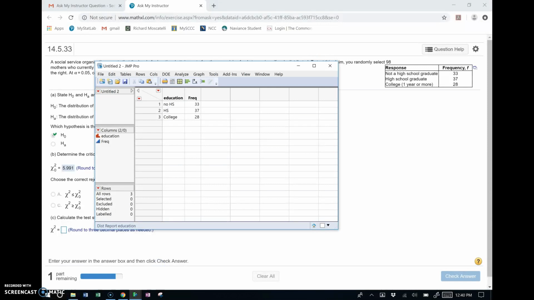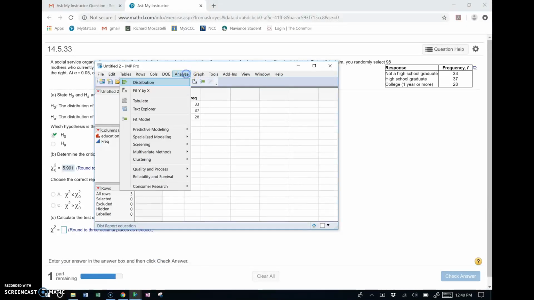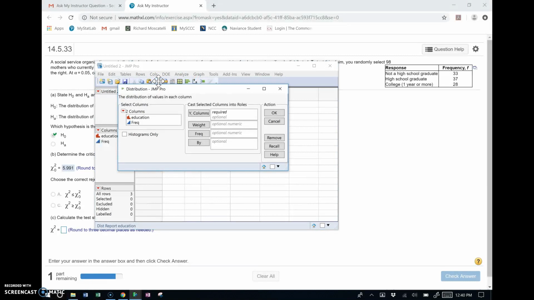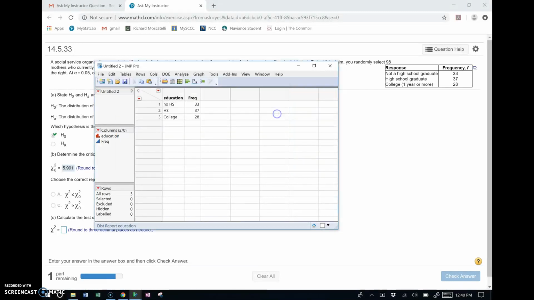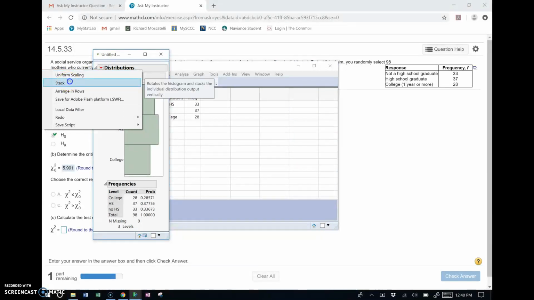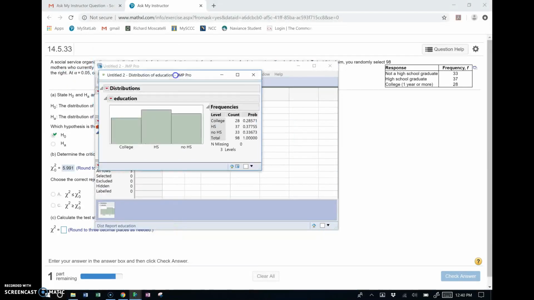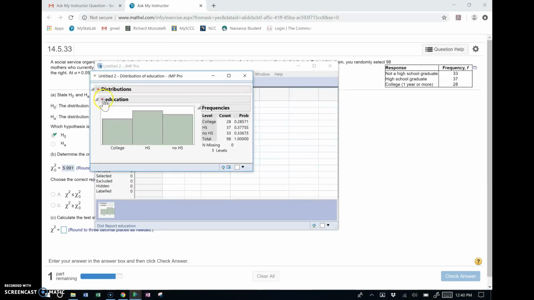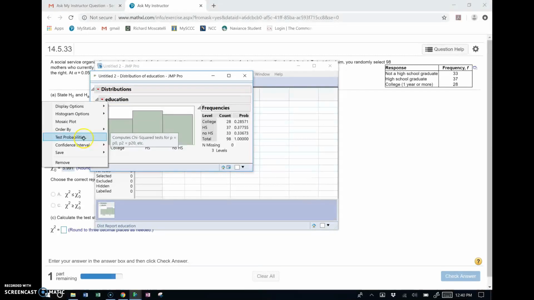So I'm going to go back to my data table. I'm going to go back to Analyze Distribution. I'm going to grab the variable name, which is education, and I'll pop it in Y. And I'm going to grab the frequencies and put them in the frequency field and let it create a bar graph. All right, so there it is. And once again, I'm going to stack it because I like to look at it side by side. All right, so there it is. And if you go to the red triangle for the variable name education, notice there's this option called test probabilities. So I'm going to select that.